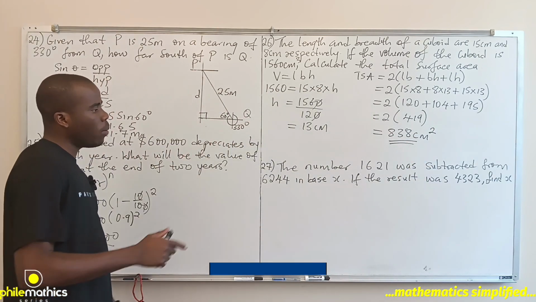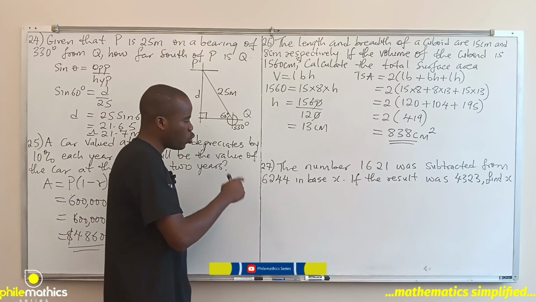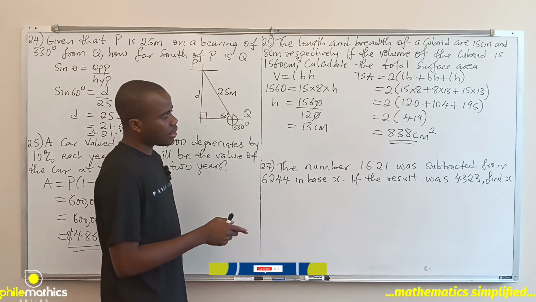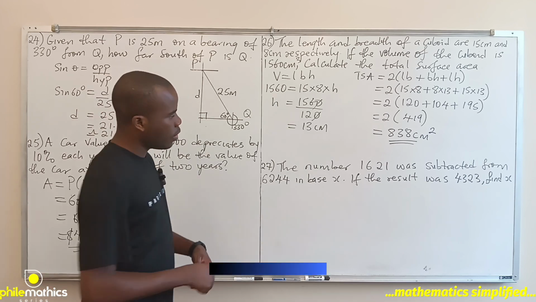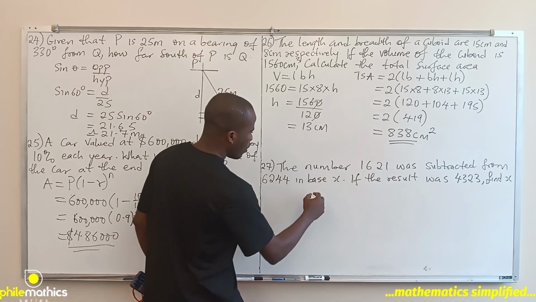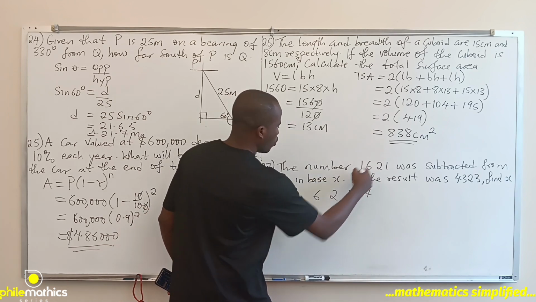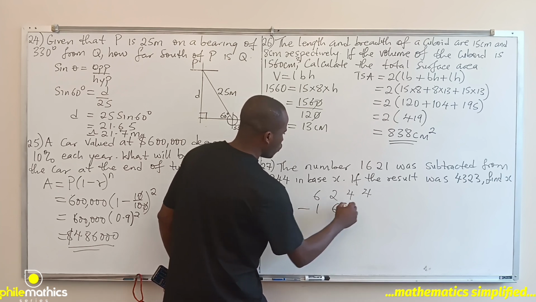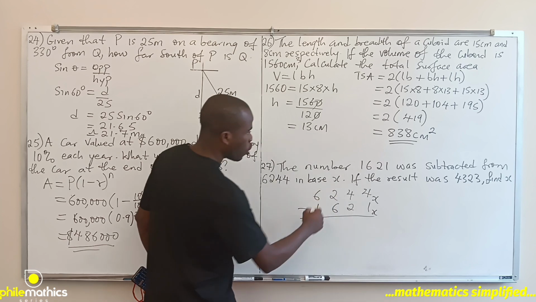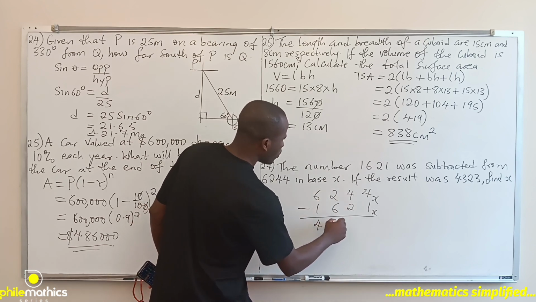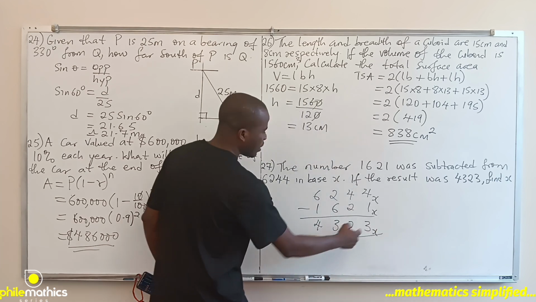27 says the number 1621 was subtracted from 6244 in base X. If the result was 4323, find X. So let's put it: 6244 subtract 1621 in base X. The result gives 4323 in base X. What is X?